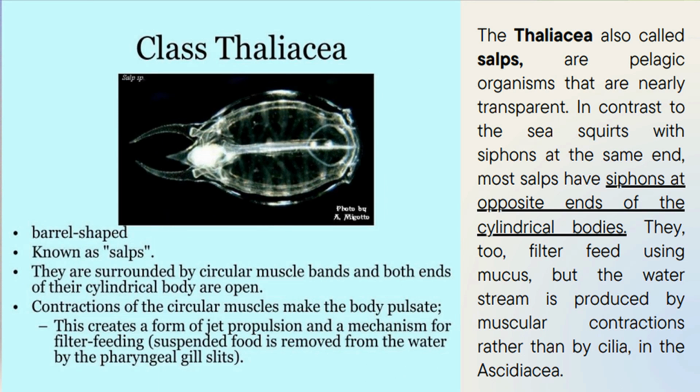Class Thaliacea, also known as salps. They are surrounded by circular muscle bands and both ends of their cylindrical body are open. Contractions of circular muscle make the body pulsate. These create a form of jet propulsion and a mechanism for filter feeding.